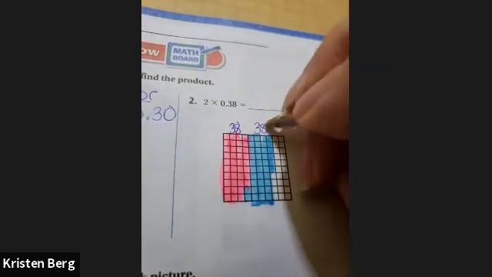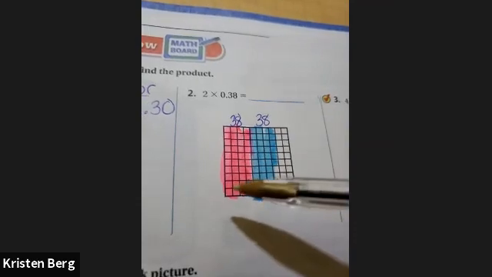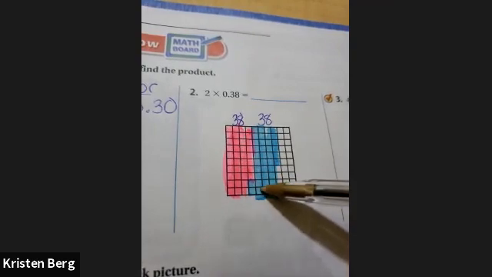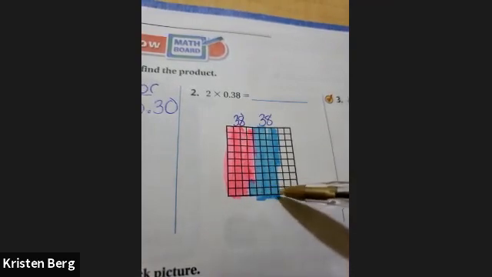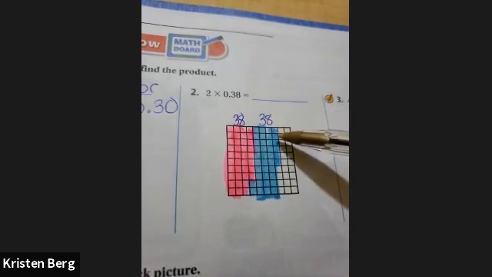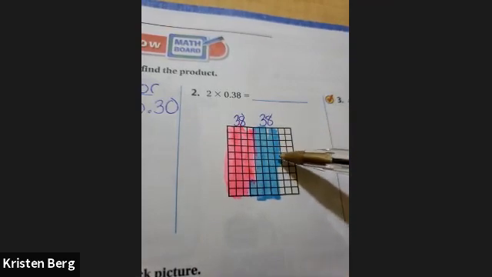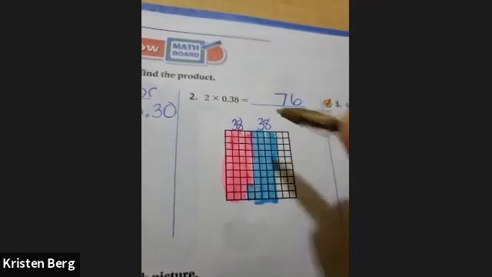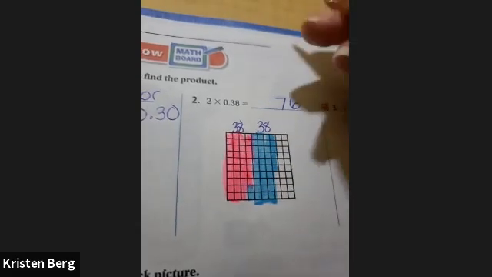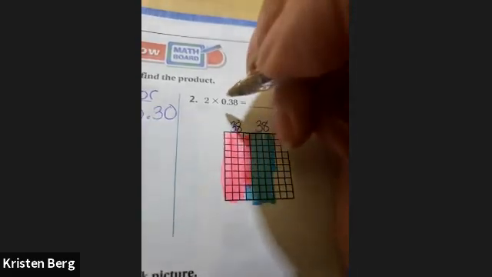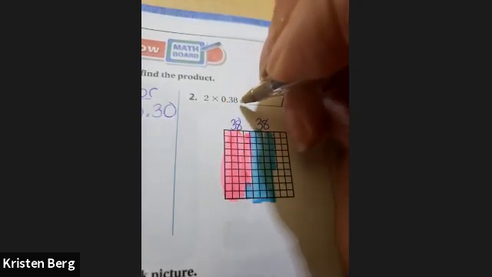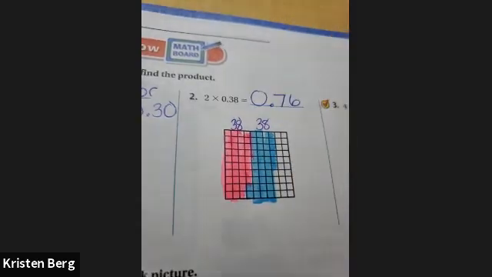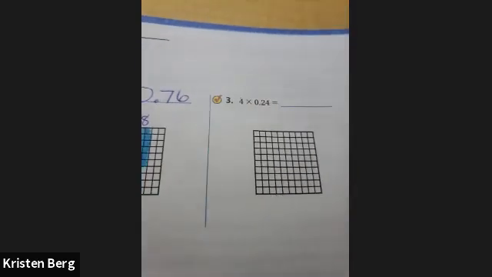So now all I have to do is count to see how many I have. So this is a full column, so that's 10, 20, 30, 40, 50, 60, 70, then 71, 72, 73, 74, 75, 76. So that would be 76 out of 100. So therefore that would be 76 hundredths. So remember, make sure you bring in the decimal 2 places, 2 places from the back. And that would be showing you 76 hundredths.